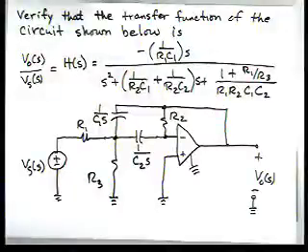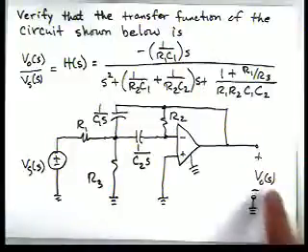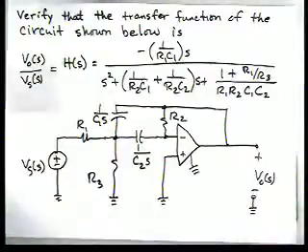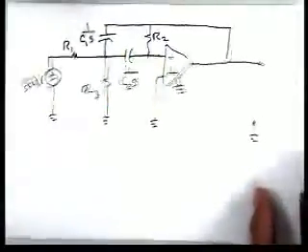In this problem, we have to verify the transfer function of the circuit shown below is given by V0 of S over Vs of S is equal to H of S. And what we'll do is we'll start off here. We're eventually going to have to get in here and express this in terms of this. And we'll approach this with nodal analysis. So here's our circuit.